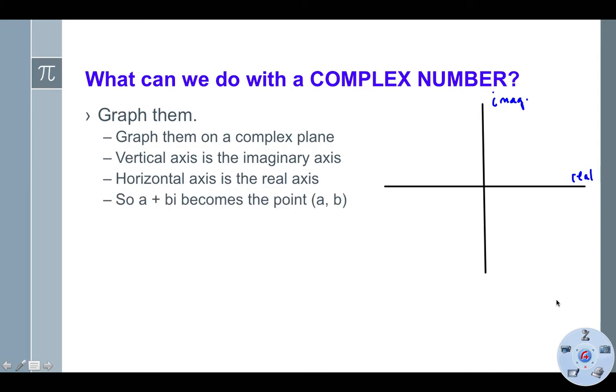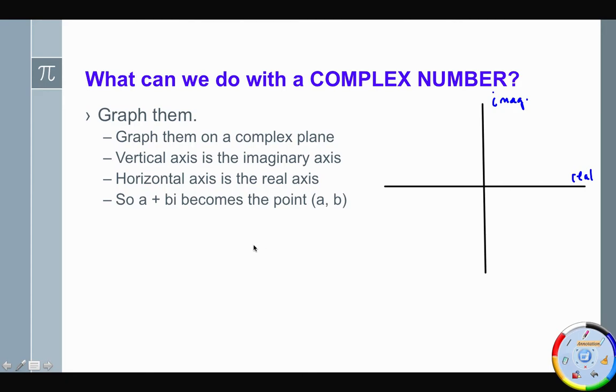And what that means is if I had the complex number a plus bi, it becomes the point (a, b). So when I look at the point 3 minus 2i, that becomes the point a, which is 3, and b, which is negative 2. And I can plot the point. Here's 3, here's negative 2. That coordinate is 3 minus 2i.